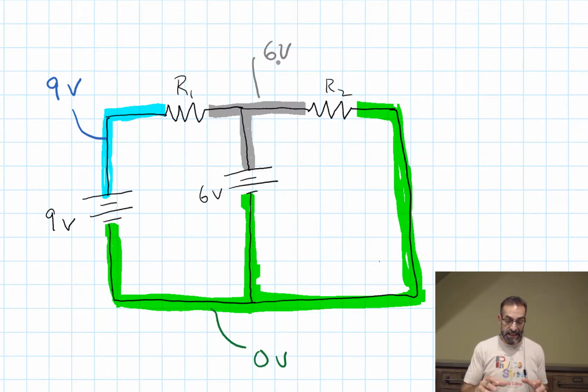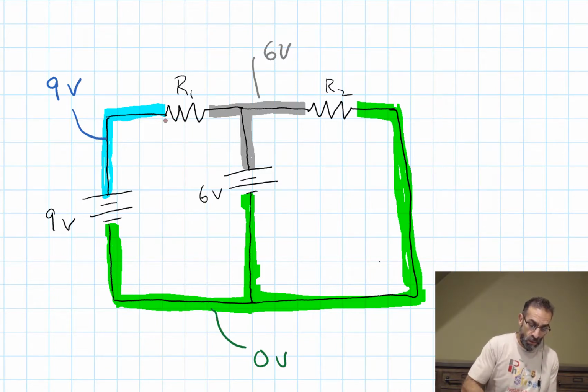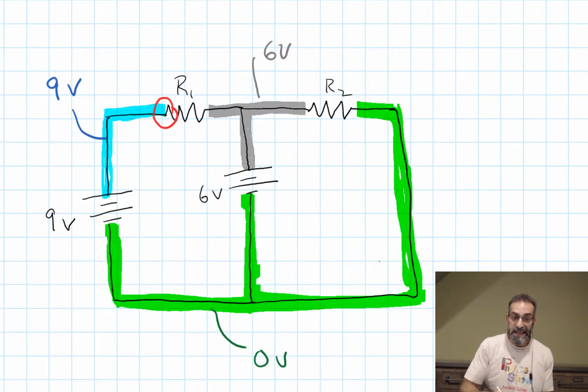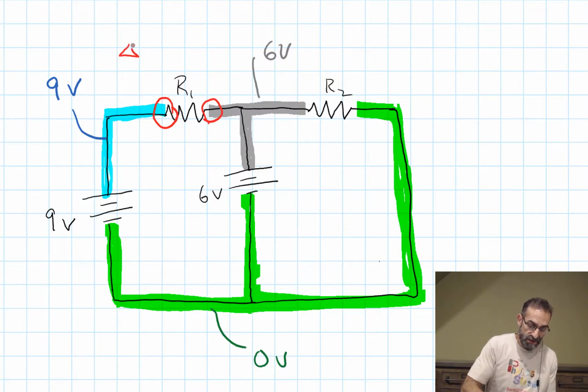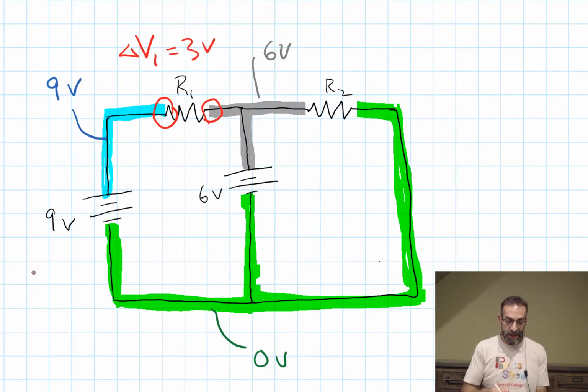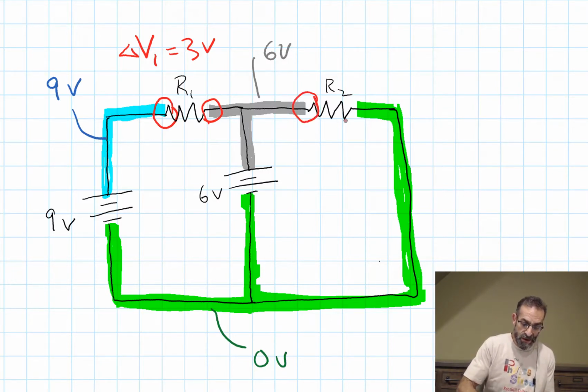Now I can go and look at each of my resistors. Resistor 1, one end of it, the left side, is hooked up to 9 volts. The right side is connected to 6 volts. So I know I have a delta V across resistor 1 of 3 volts. And I look at resistor 2 and I see the left side is hooked up to 6 volts and the right side is hooked up to 0. So I know I have a potential difference across resistor 2 of 6 volts.